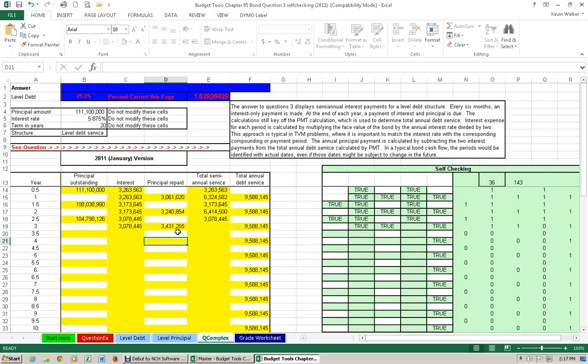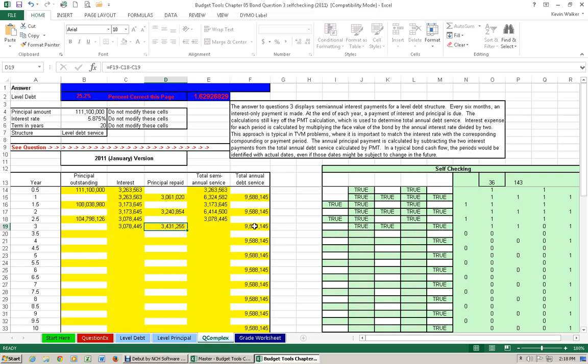All right. So what you're doing is taking F19, your total annual debt service. You're going to subtract C18, which is your half-year interest. And then you're also going to subtract whatever's in C19, which is the other half of your interest. And that gives you your principal repaid.